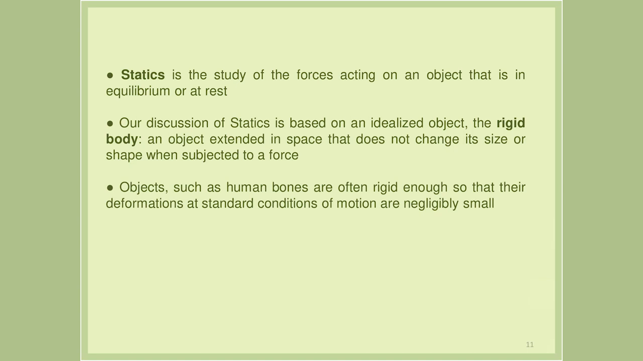Objects such as human bones are often rigid enough so that their deformations at standard conditions of motion are negligibly small. So, in some cases, we can use the physics model of a point mass. This is very helpful and useful when translational motion is discussed. In cases of rotation, another physics model, the rigid body, is useful and is considered.